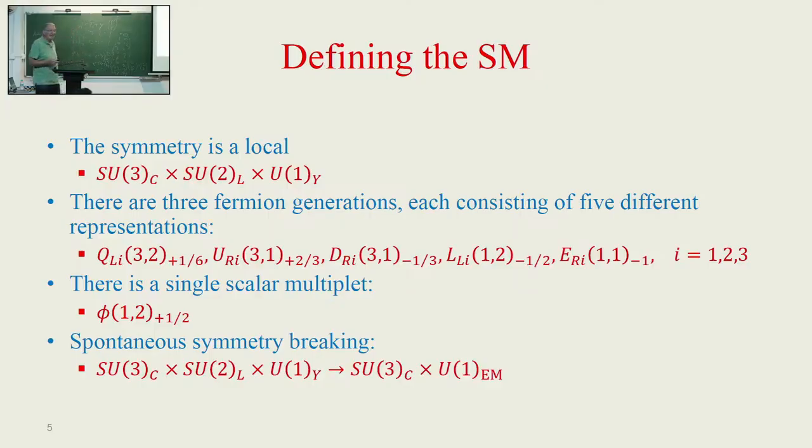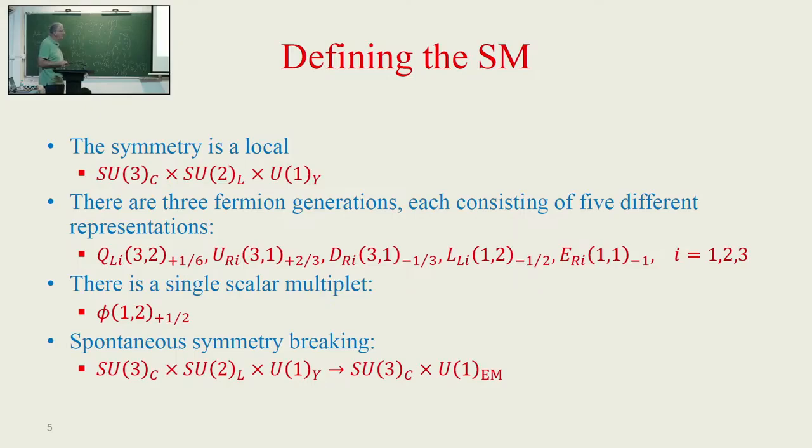There are three fermion generations. Generation means a set of representations, let's say a fermionic representation of this group. We write here that there are five different representations, but there are three copies of each, and these copies we call generations. So three generations, each consisting of five different representations, and I give them names. Q left is a triplet of SU(3) color, a doublet of SU(2) left, and it carries hypercharge plus 1/6.